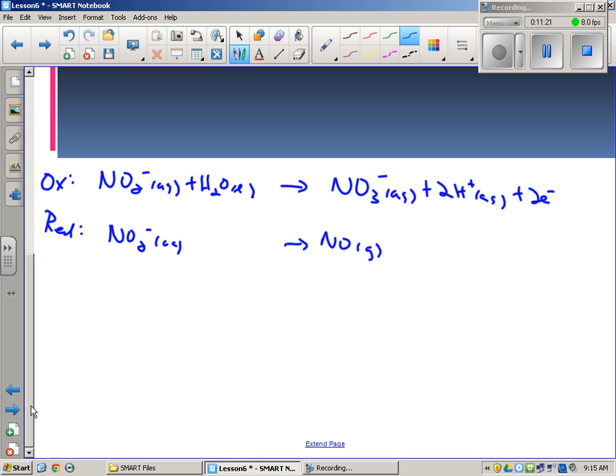Same thing on this one here. We got NO2 minus. I'm going to add a water. The N's are good. Add a water. Now the O's are good. Now I add my 2 H pluses here. Let's see. That's a 1 plus. That's a 0. So I'm going to add 1 electron here. And that should be good.